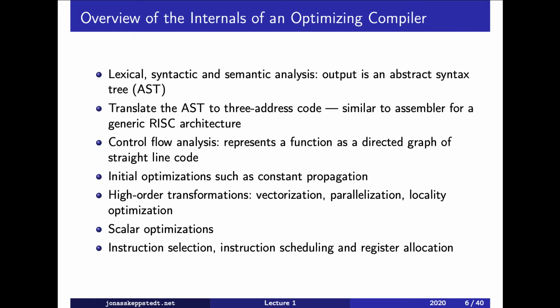After that, we do scalar optimizations. Recall that scalar optimizations involve optimizing code where the operands are variables which can be put in a register, in a normal register. Then we do instruction selection, which means mapping from this 3-address code into machine instructions. And then schedule this to optimize the pipeline usage, and then do register allocation.